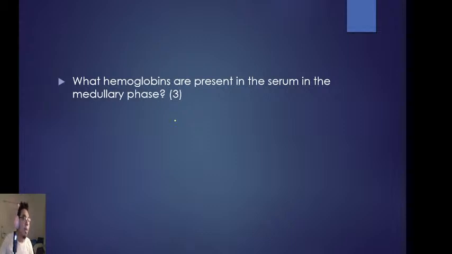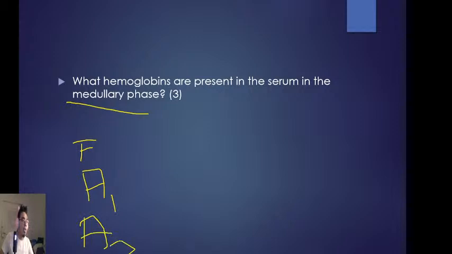What hemoglobins are present in the serum of patients in the medullary phase? There are 3 hemoglobins present in the medullary phase, and we're going to answer that immediately. HbF, okay? HbA1, and HbA2. We're going to discuss the difference between A1 and A2 in a little while, but let's begin with HbF, fetal hemoglobin.